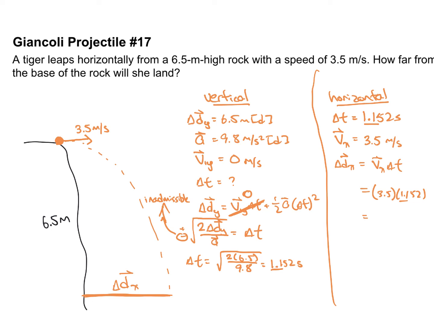So in my calculator, I still have my answer from previous, so I'm not going to clear it. I'm just going to continue. So I take that answer that's in my calculator, I hit multiply, 3.5 equals 4.0, and I'll give a direction of forward. So the tiger is going to land 4.0 meters away from the base of the rock.